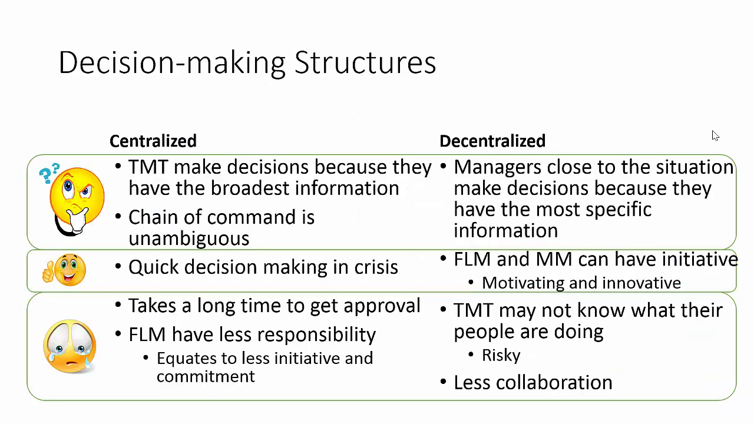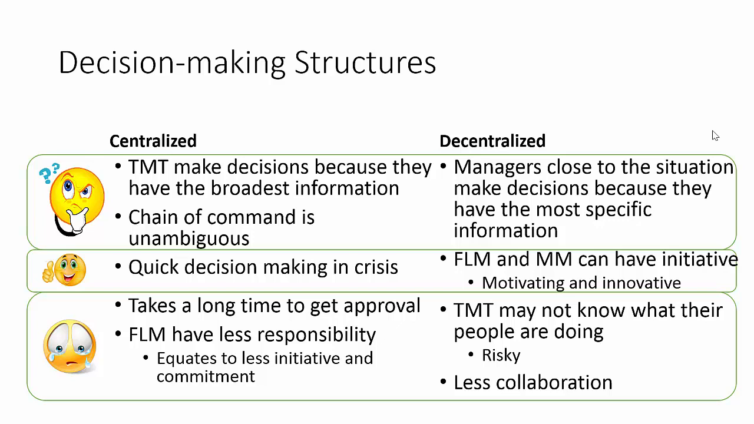Inside each of these different kinds of structures, you'll often see that there are centralized and decentralized decision-making structures. In centralized decision-making structures, you have a chain of command that is very clear. The TMT often make all of the decisions. That can be wonderful in a crisis situation because you need quick answers and there's only one place to get them. But in non-crisis situations, it takes a really long time to get the answers that you need. And your frontline managers will often feel disenfranchised because they don't get to make their own decisions.